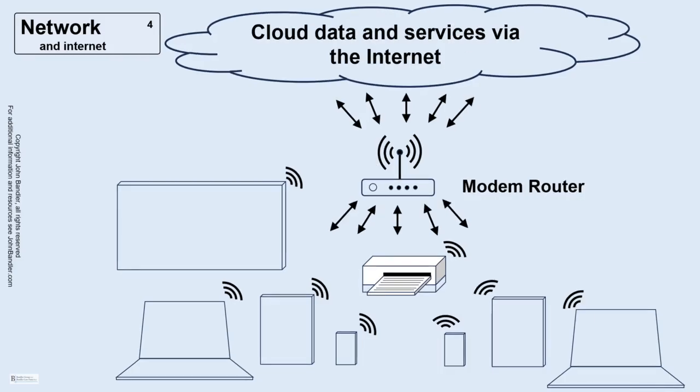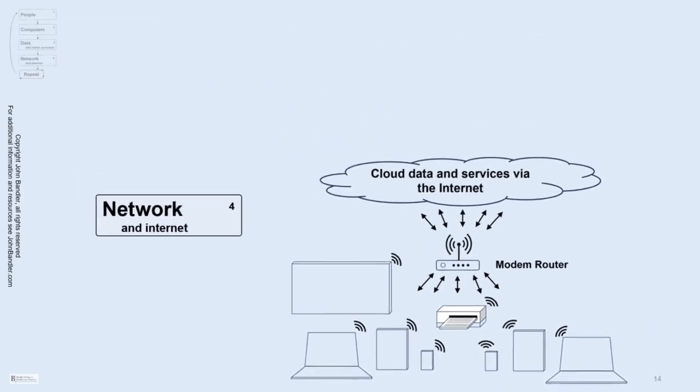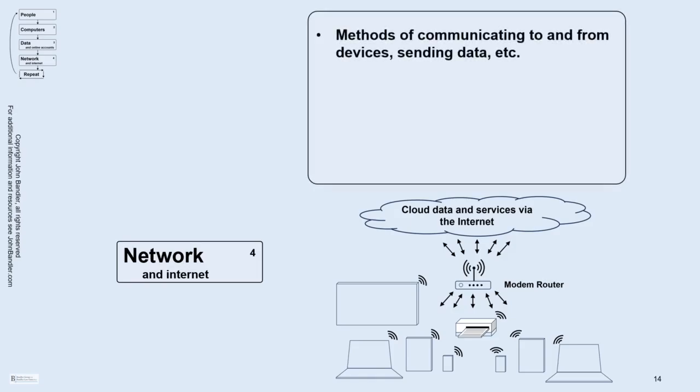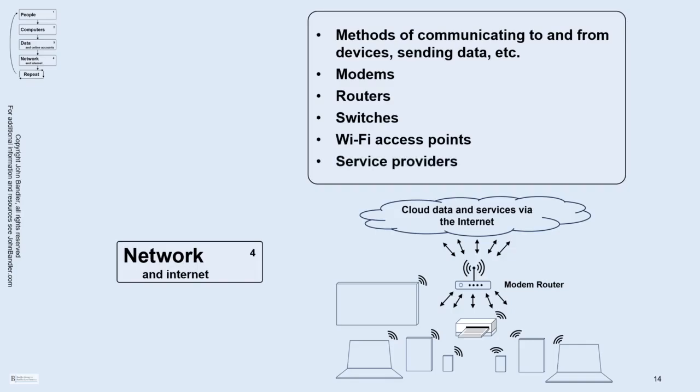And we need to think about the path our data is taking on our own network and through the internet. It's like you're putting your data on a bus, and you want to think, whose bus is it? Is it being driven safely? Is someone going to tamper with my data, look at it, and so forth? So we want to think about our network and the route our data takes, and we are thinking about the methods of communicating to and from devices, sending data, modems, routers, switches, Wi-Fi access points, and our service providers.